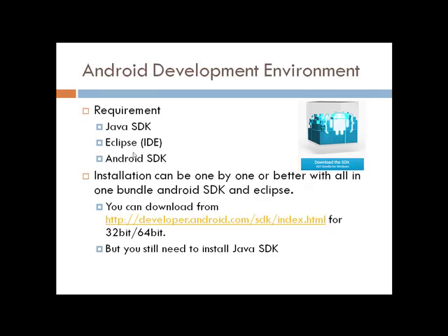However, since for Android SDK and Eclipse, the integration between these two components requires a few settings, the Android team basically have provided a much easier installation with what they call the all-in-one bundle Android SDK and Eclipse. Alright, you can download this from the developer website, developer.android.com/sdk/index.html, and you can choose either 32-bit or 64-bit development environment. For the lab PC, you must choose the 64-bit version.